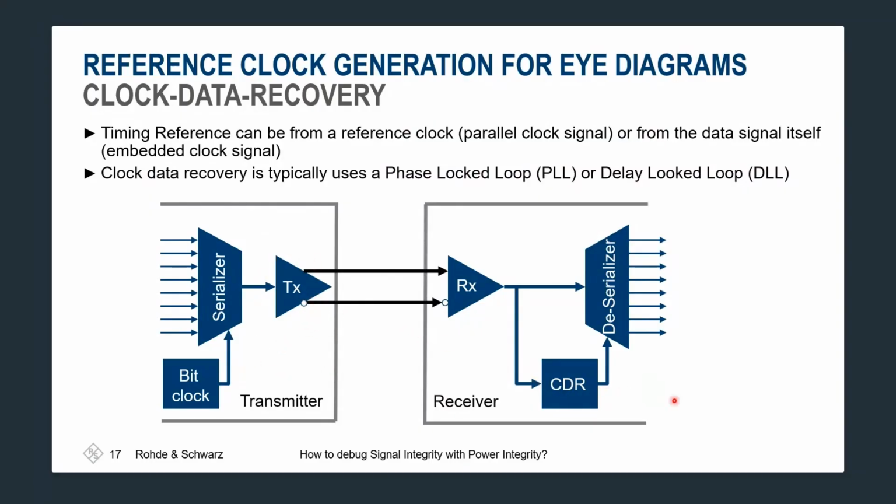At the receiver side, the fundamental block for recovering the reference clock is the clock data recovery circuit, consisting typically of a phase locked loop or delay locked loop. The PLL receives a reference clock signal at its input and uses the phase detector to measure the phase error between the reference signal and the voltage controlled oscillator, the so-called VCO. The phase error is filtered through the loop filter and applied to the control voltage of the VCO.